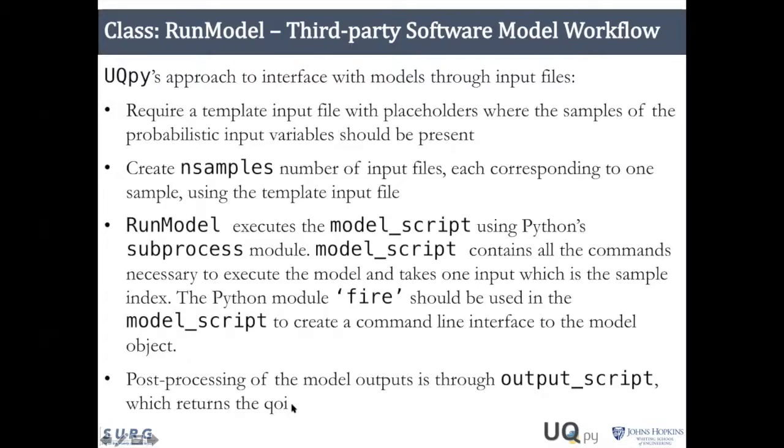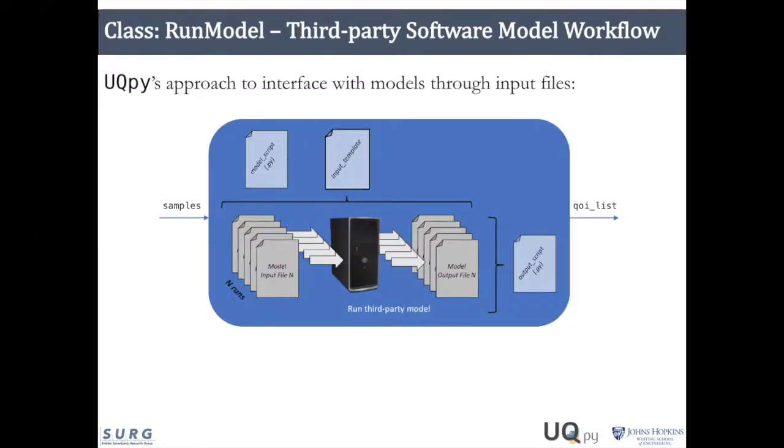And then the post-processing of the model outputs is performed by another Python script, which is called the output script. This returns the quantity of interest back to RunModel. And this is the strategy which is used to run models which are not in Python. So essentially, using a template input file, we can interact with any model which is not in Python as well. And examples will be shown next.